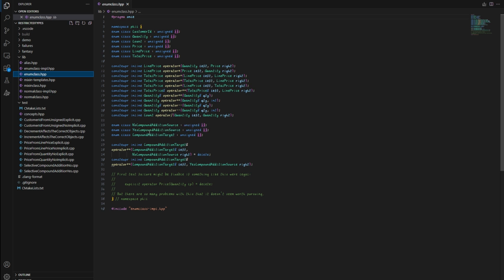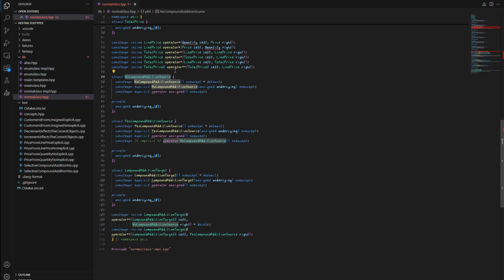I'll just show you the types and definitions on a non-mixin. We have this structure named no compound addition source. We have this structure named yes compound addition source, which is implicitly convertible to a no compound addition source. Just how it is. I'm not saying that this class structure makes any great deal of sense. This is the least amount of code I could come up with to show you the problem.